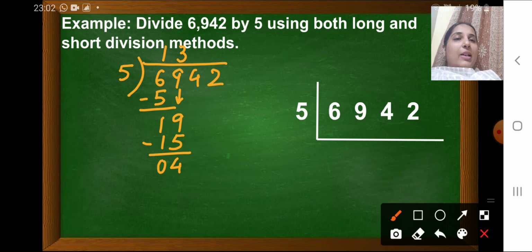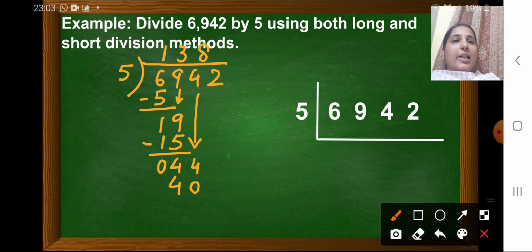Now we will bring down the next digit from the dividend. And what is the next digit? 4 here. Now say the multiplication table of 5, how many times will give us less than 44? So 5 7s are 35, 5 8s are 40, 5 9s are 45. So 5 9s are 45 will be more. So how many times? 5 8s are 40. That we will write here.